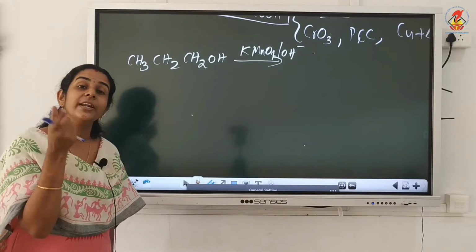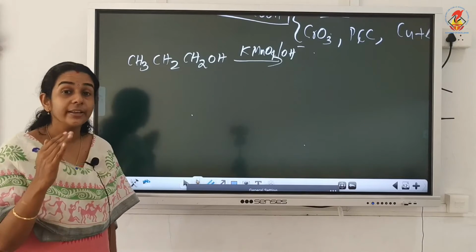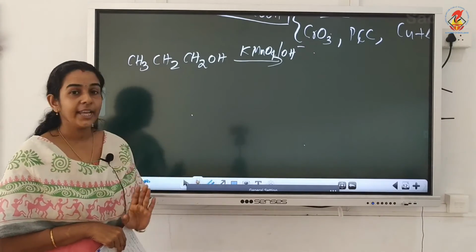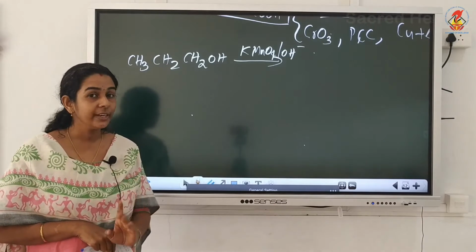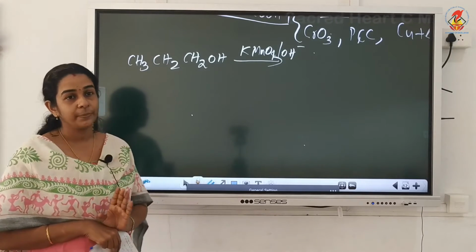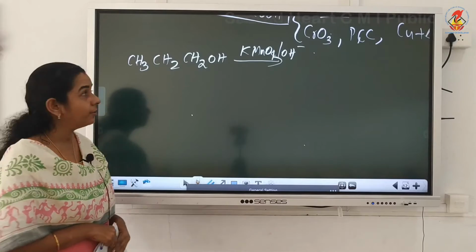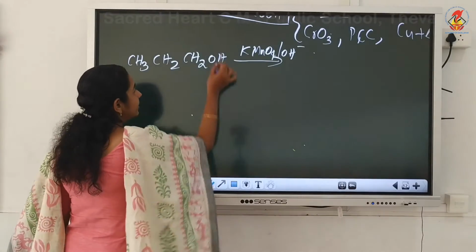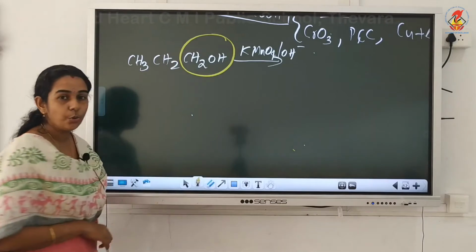From the reagent you can identify the reaction, then only write the product. So what is written above the arrow? Alkaline KMnO4 is written, and we know that it is a strong oxidizing agent. Now see the reactant molecule, it is a primary alcohol. So simply circle the CH2OH group.